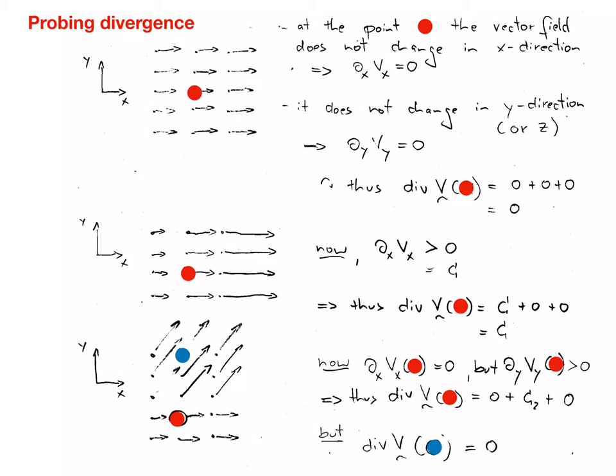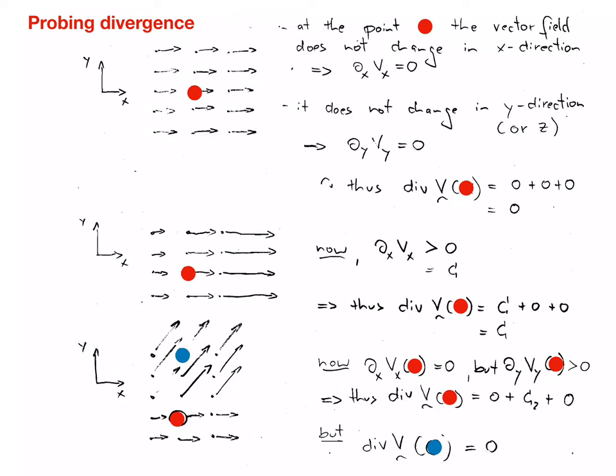In the final example, the vector field is constant in its lower part. However, there is a change in magnitude and direction as the y-coordinate increases. The red point is at the position where this change occurs. Therefore, dx vx is equal to 0. However, dy vy at the red point is larger than 0, because the direction changes.